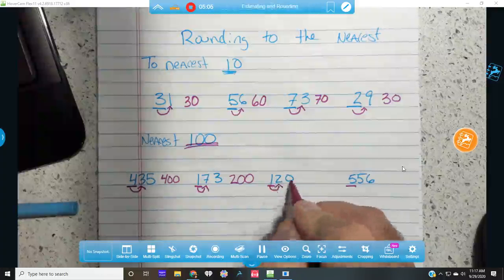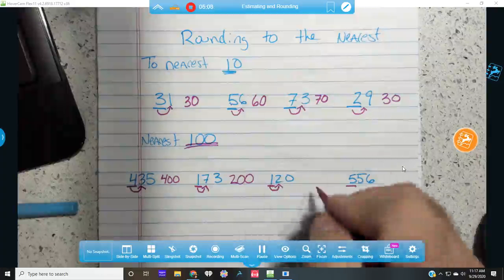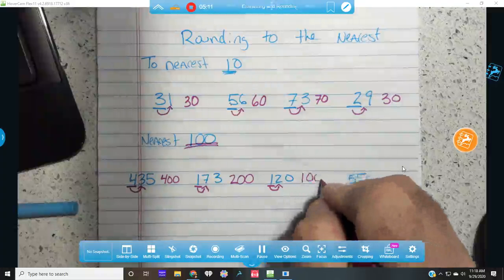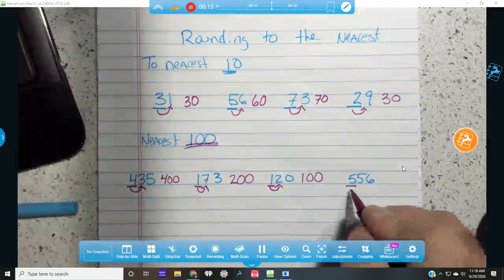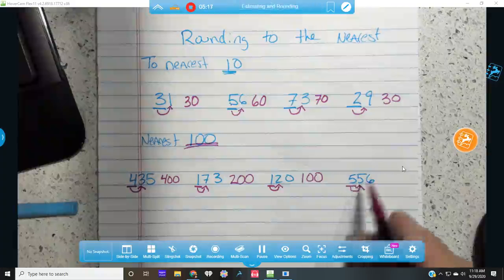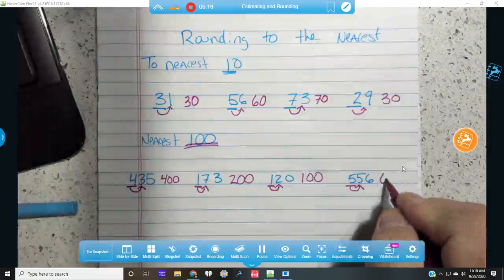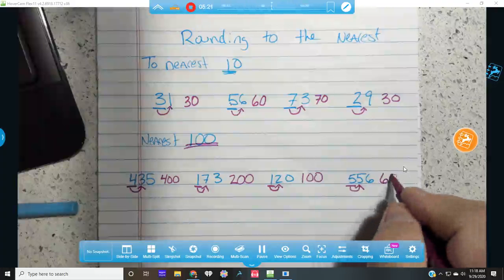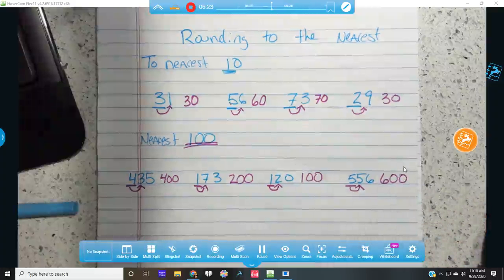Check here. 120 to the closest 100 stays 100. 556. That 5 makes this 5 become a 6, and I replace the other two numbers with zeros.